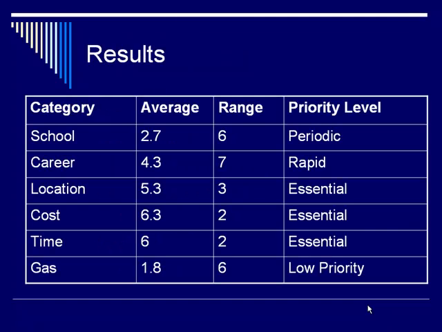If the average is high and the range is narrow, the information is essential. So location, cost, and time are essential pieces of information and should be collected right away. If the average is high and the range is wide, the information is rapid collection. So career information is fairly important and should be collected soon. If the average is low and the range is narrow, it is periodic collection information. And if the average is low and the range is wide, it is low priority information, meaning school acceptances and gas prices are irrelevant and should therefore be ignored based on the range and the average for those categories.